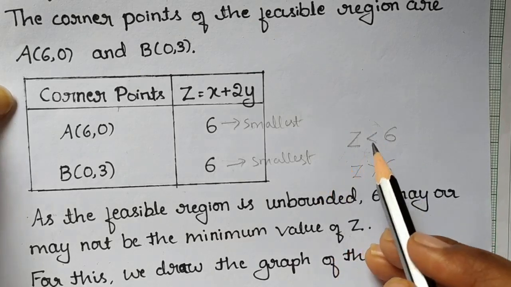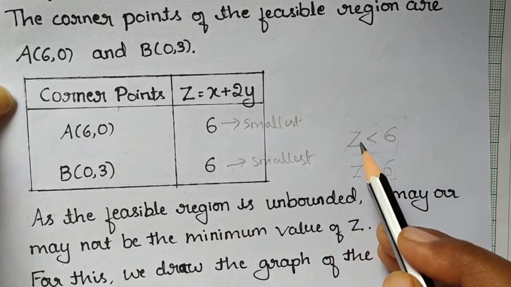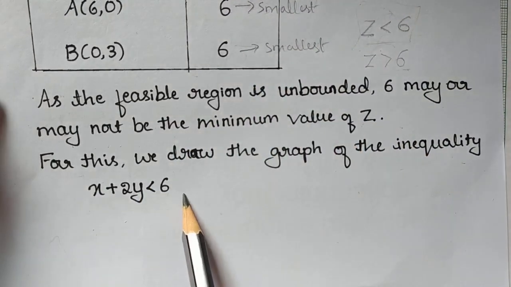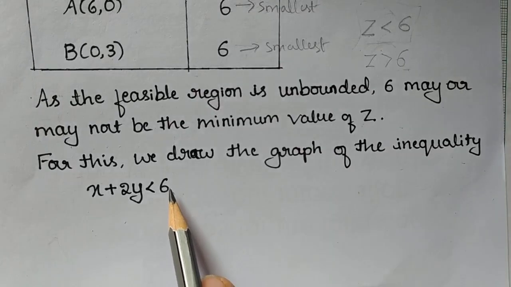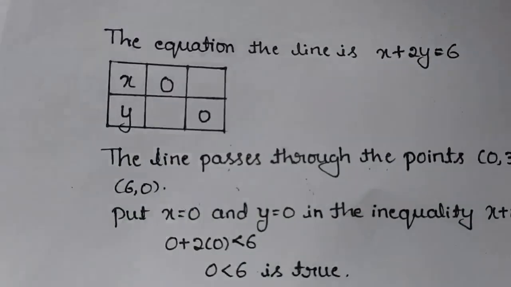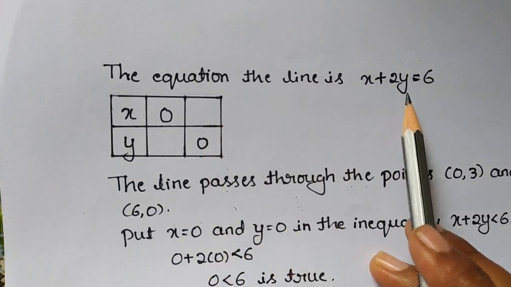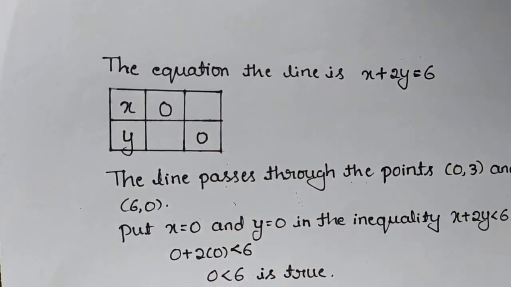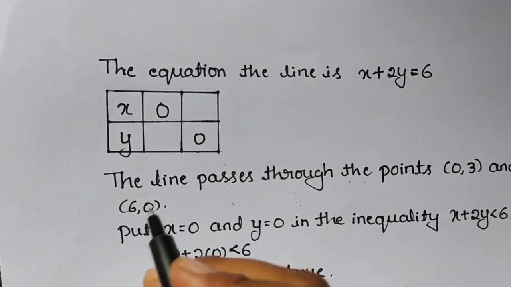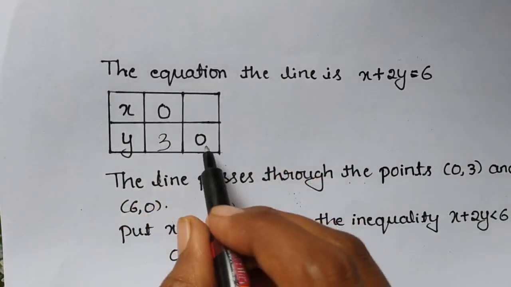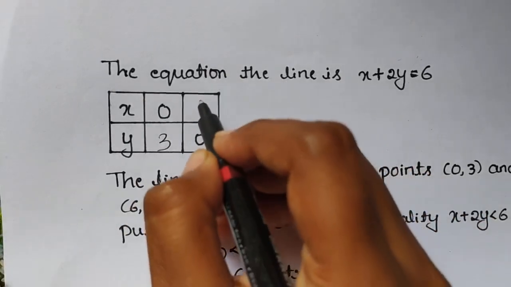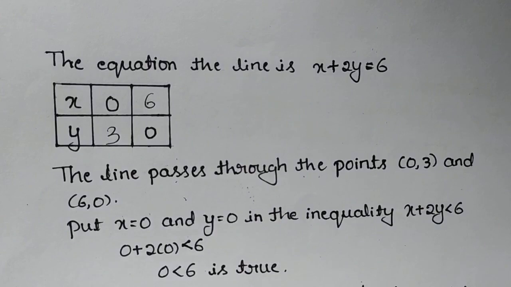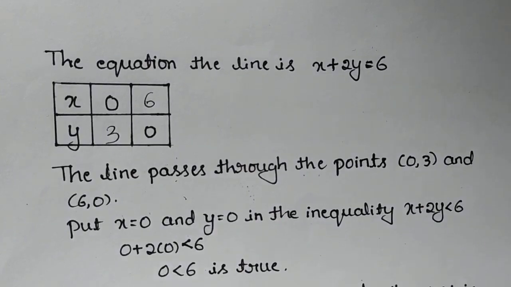Now coming to the solution, z less than 6. What is z? x plus 2y is less than 6. We have to solve this inequality. The first step is, the equation of the line is x plus 2y equal to 6. Put x as 0 in this equation, we get y equal to 3. Put y as 0 in the equation, we get x equal to 6. The line passes through the points (0, 3) and (6, 0).